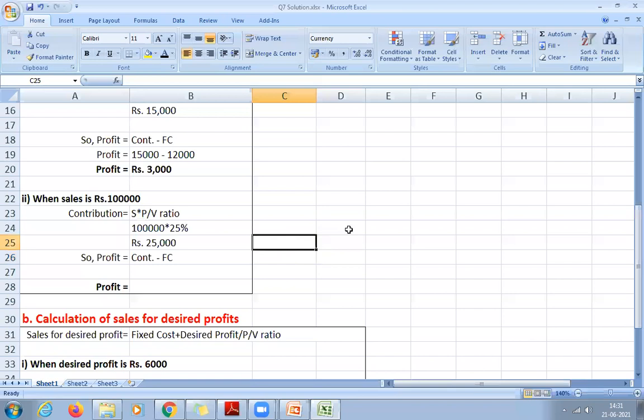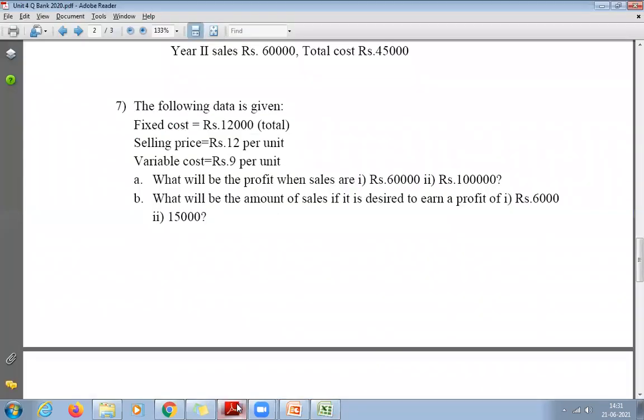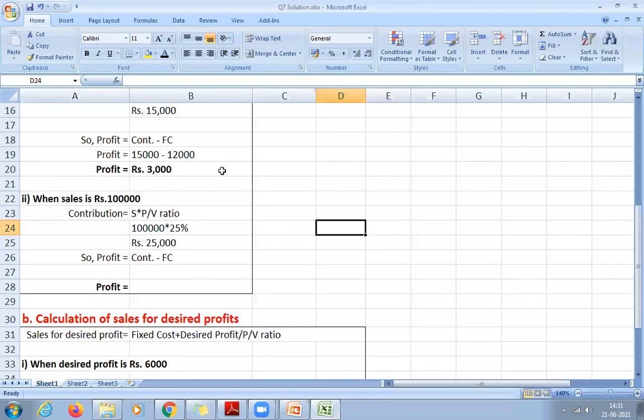So now fixed cost will not change. Fixed cost will be same. That will be 12,000 only. So 25,000 minus 12,000. 13,000.